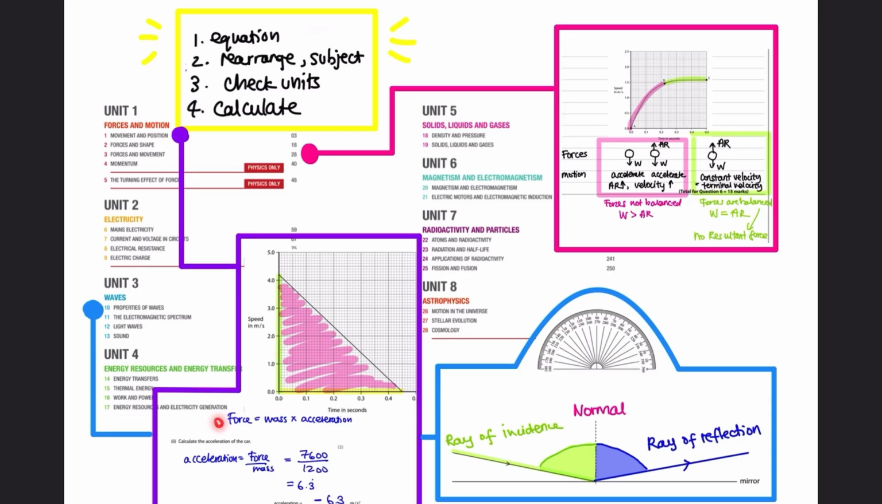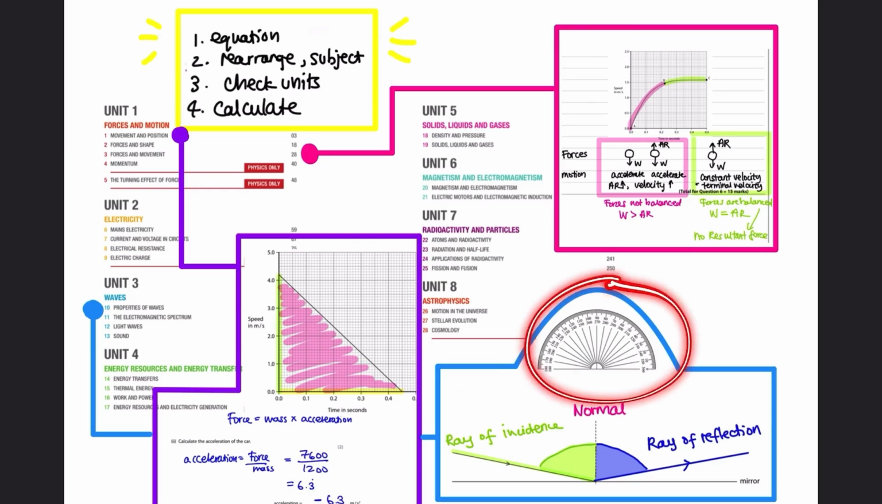This equation, force equals mass times acceleration, is very familiar, but I just want you to remember that acceleration is a vector. So you need to remember the direction, and in this case, it was negative. It was negative because the car is actually slowing down, which means that its acceleration is actually negative. Okay, blue box, this is on angles.